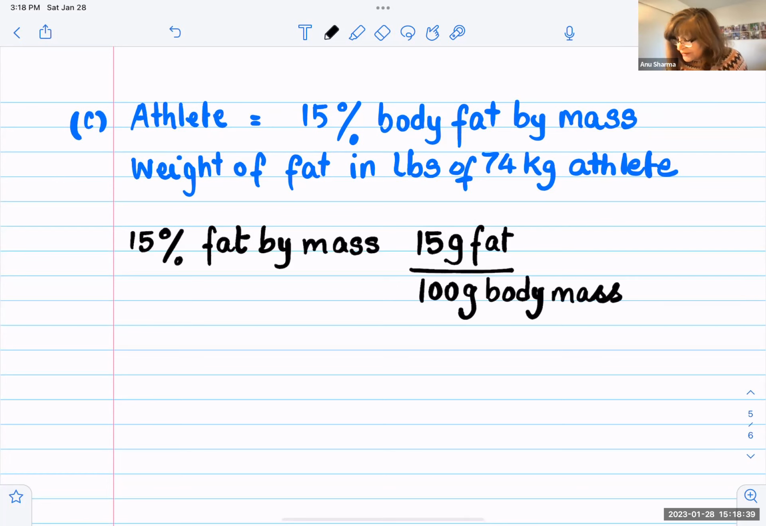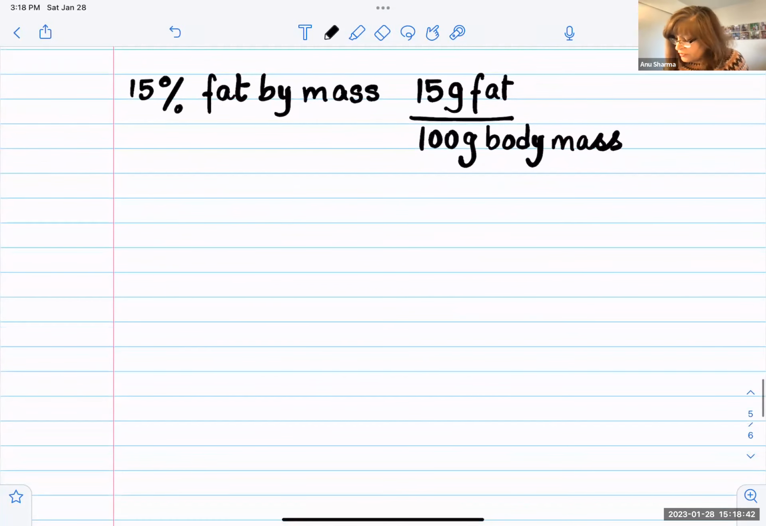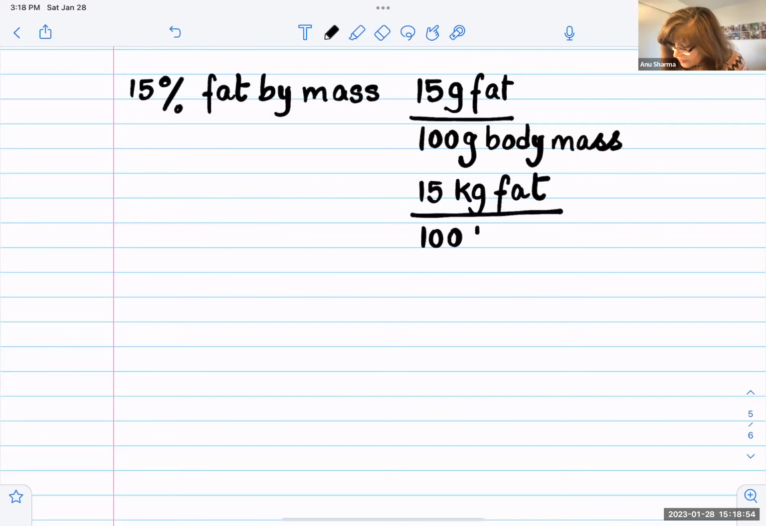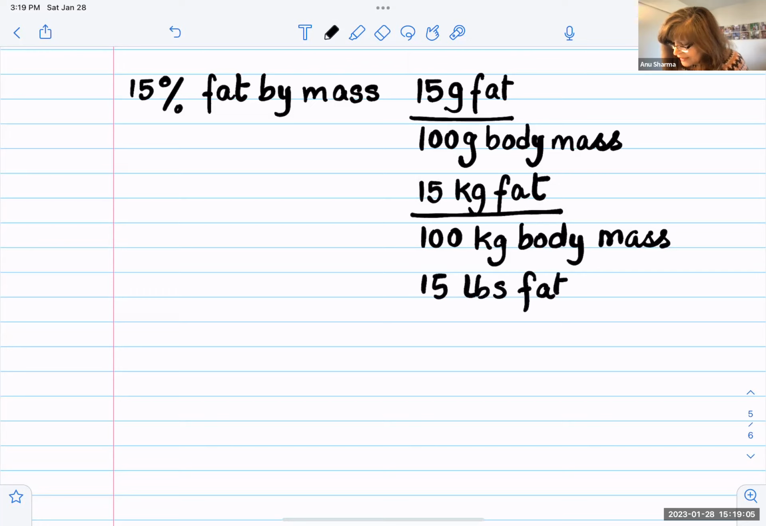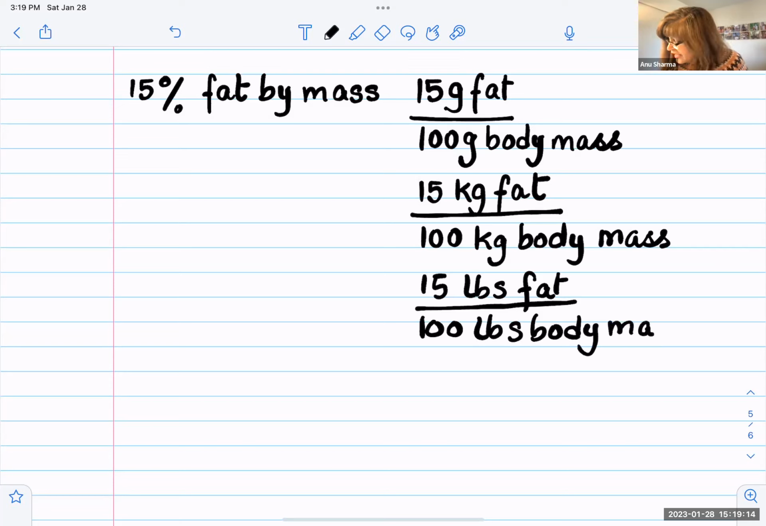Okay. Now the beauty of percentages is that we can apply them to any other unit also. So you can write down 15 kilograms of fat is present in 100 kilograms of body mass. And the same thing you can also convert to 15 pounds of fat is present in 100 pounds of body mass. So you see, percentages can be applied even to liters, milliliters, and all those things.